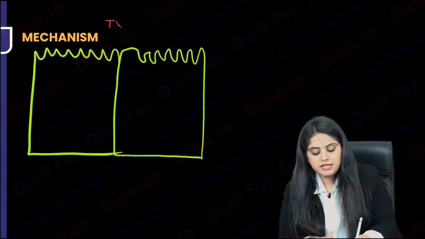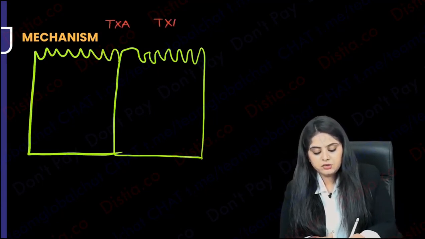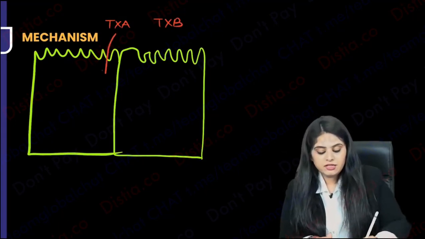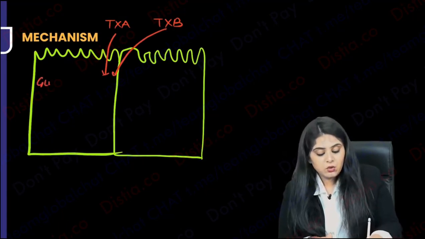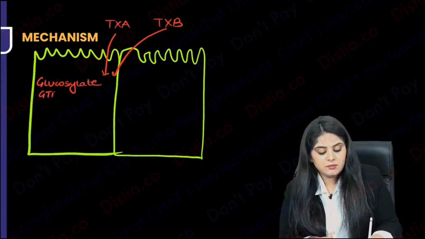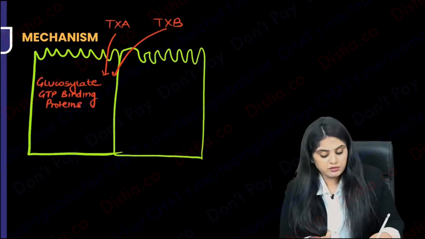We have toxin A and toxin B which have come into the system. As soon as toxin A and toxin B will come into these cells, you know what they are going to do? They are going to go and attack the GTP binding proteins. They glucosylate the GTP binding proteins. What are the GTP binding proteins? If you can learn the names, otherwise even if you learn GTP binding protein is good enough.